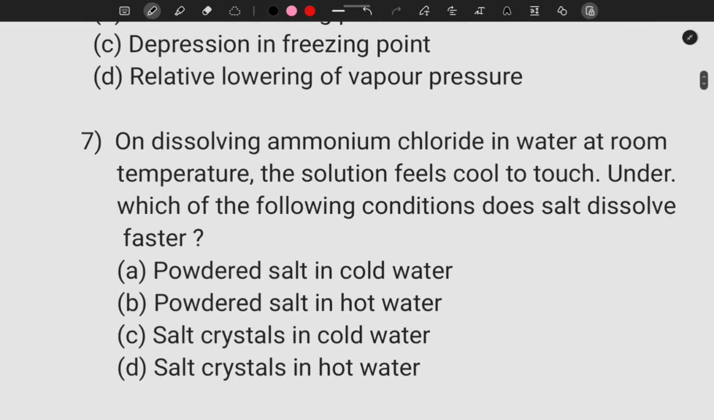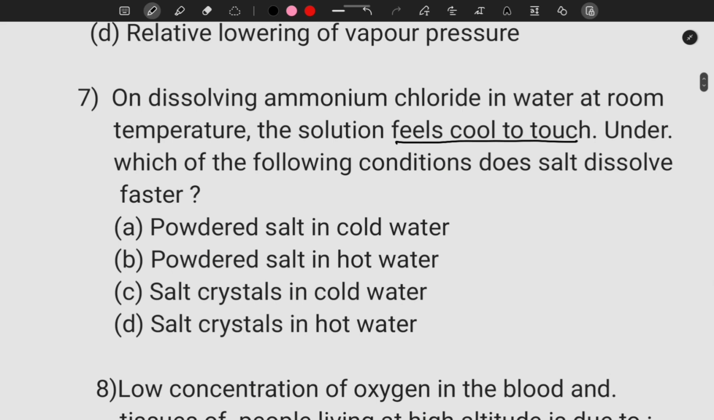On dissolving ammonium chloride in water at room temperature, the solution feels cool to touch. That means the process is endothermic. So if we increase the temperature, the dissolution will be faster. So powdered salt in hot water.